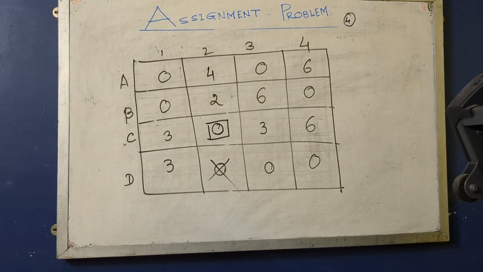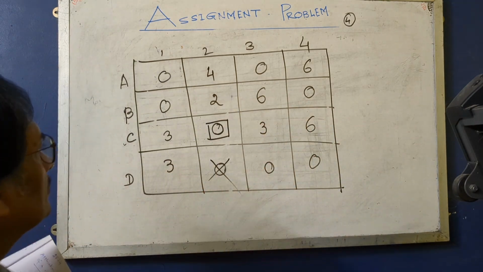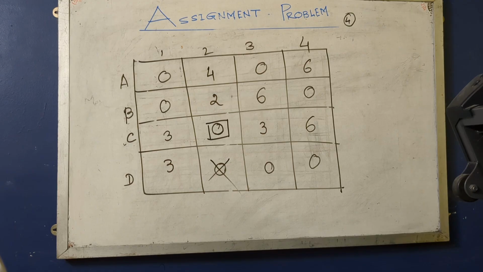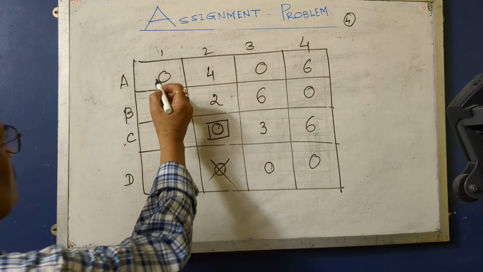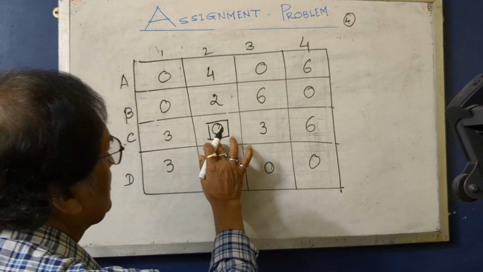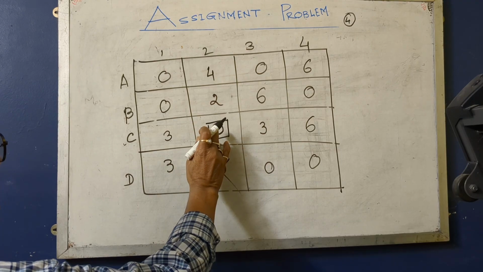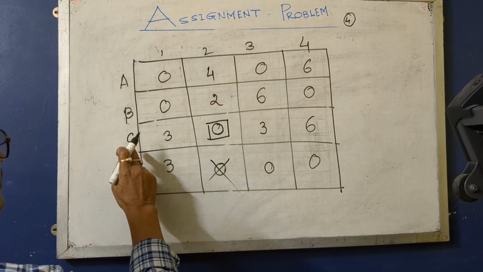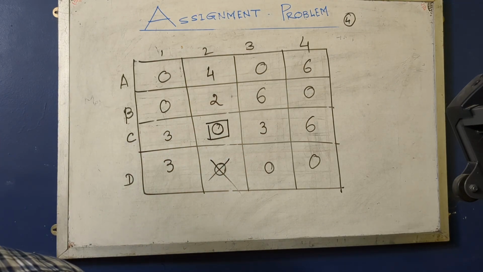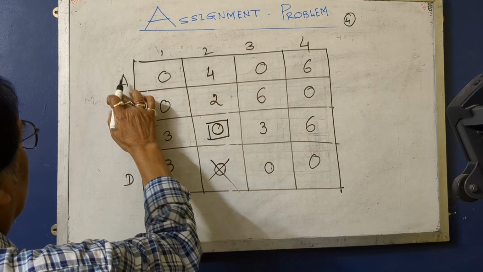It is allocated. Again, see, is there any row or column with only 1 zero? No. Now you start from the first row. From the first row, you start allocation. And this is a must. You have to do it. That's why I have done it first, because there is only 1 zero and you have to allocate it. Otherwise, what job will C get? Okay, now come to the first person.